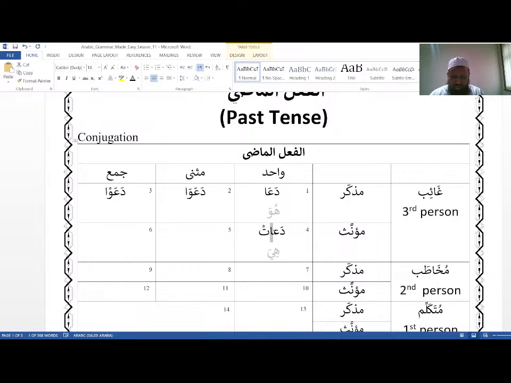Now, just for example, if we put a sukun here, what's happening? Two sukun coming together. In Arabic, we don't have two sukun coming together. One of them has to drop. Which one can we drop? Can we drop ta? If we drop ta, it will not give us muannas meaning. So ta is important. What we can drop is the alif. Becomes da'at.